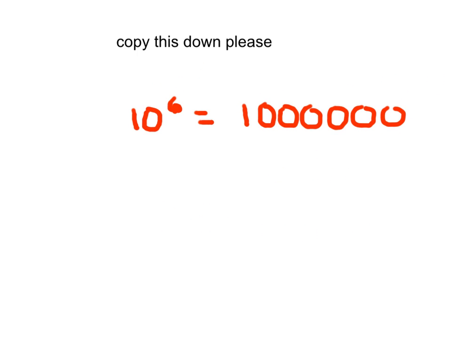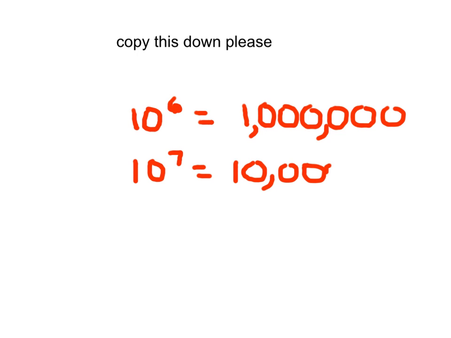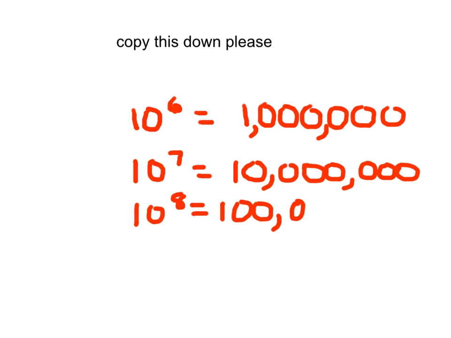Go ahead and copy this down, please. And then 10 to the 6th is equal to this number here, and that's going to be 1 million. So if I count my places here, that's 1, 2, and 3, I place my comma, and 1, 2, and 3, also place another comma. And I'll give you a few more. Copy them all down. 10 to the 7th then is equal to 10 million. 10 to the 8th is equal to 100 million. And we'll do our billions on the next page.